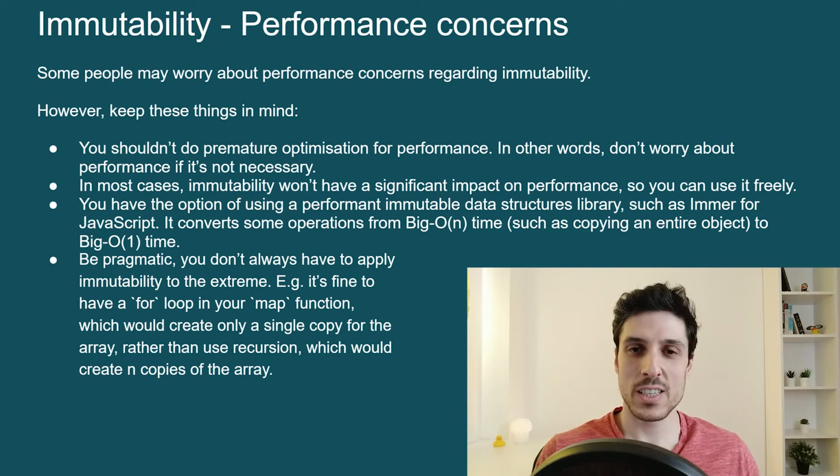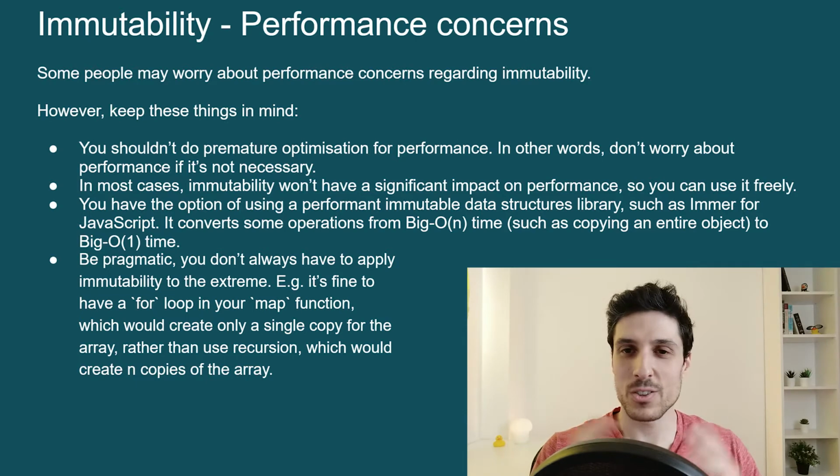But if performance is affected, you also have the option of using something like a performant immutable data structures library, for example Immer for the JavaScript programming language. That's a library that basically has data structures under the hood for things like objects and arrays, so that something like copying an entire array, which would normally take big O of n time, now becomes big O of 1 time. So that's constant time.